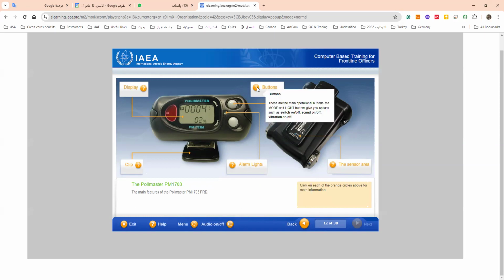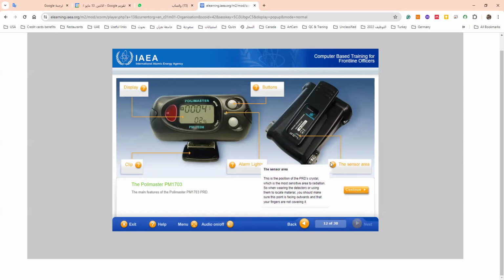And this button is to change the mode, and the light button switches on and off, sound on off, vibration on and off, and so on. And here, this is the sensor area, this plus here, okay? The sensor area is the position of the crystal, the most sensitive area to the radiation.